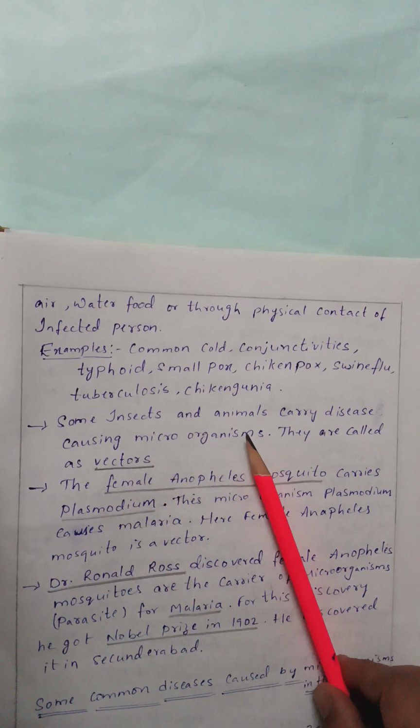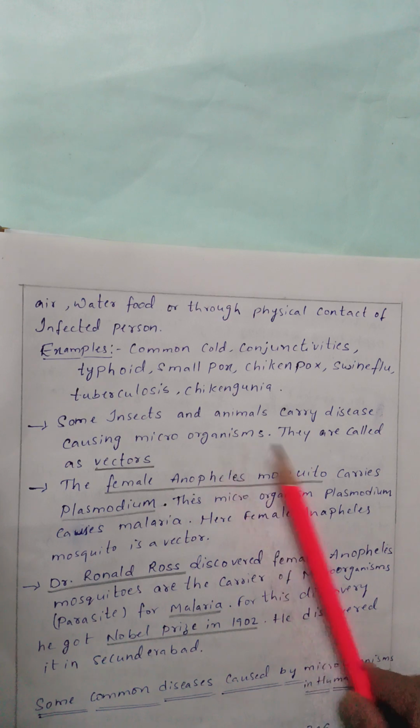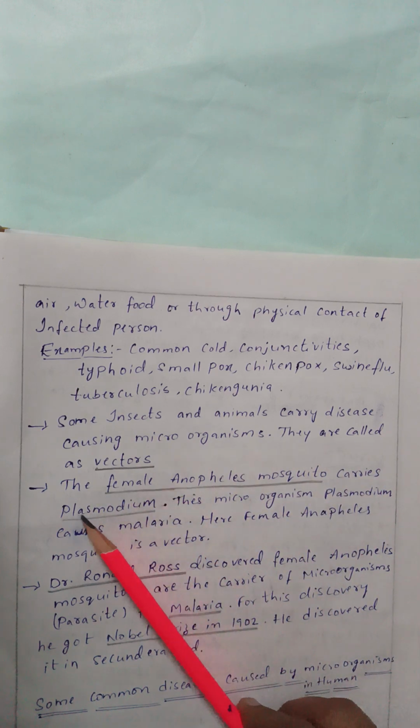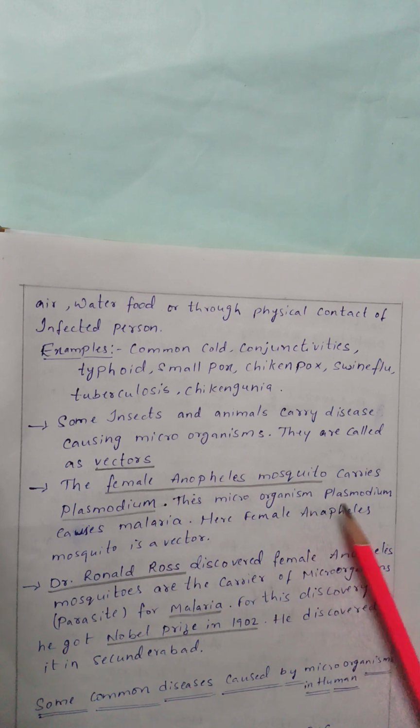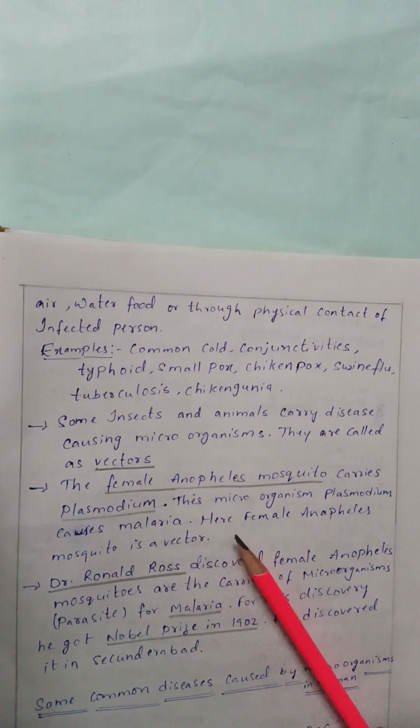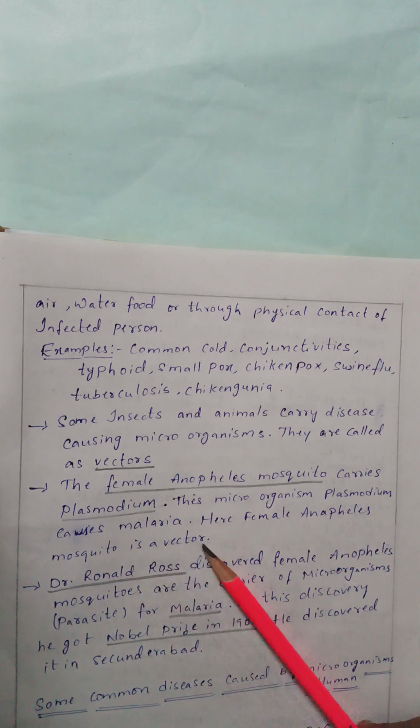Some insects and animals carry disease-causing microorganisms. They are called vectors. The female Anopheles mosquito carries Plasmodium. This microorganism, Plasmodium, causes malaria. Here, the female Anopheles mosquito is a vector.